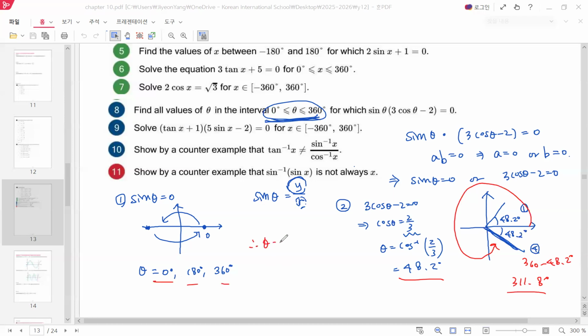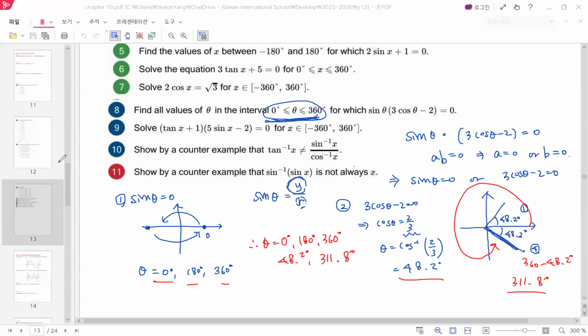So therefore, theta equals 0, 180, 360, 48.2, 311.8 degrees. So there are a total of 5 solutions which satisfy this equation.